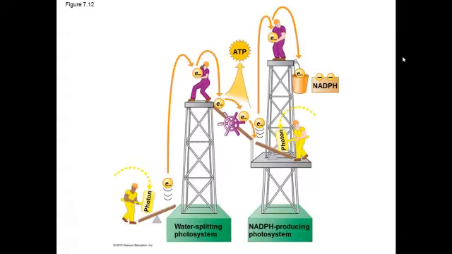Your book has this picture to kind of try to show you the energy level of the electrons. So when a photon comes in, the electron gets super excited, its energy level shoots up, and then it's handed down the chain, kind of like the stairs that we saw in cellular respiration. Another photon comes in, kicks that energy level up one more time, and then it falls to NAD+, or NADPH.